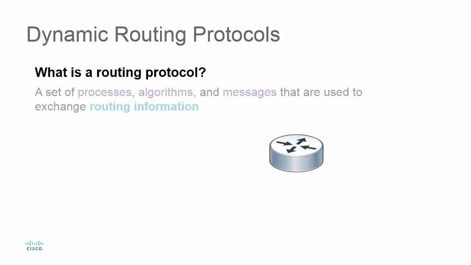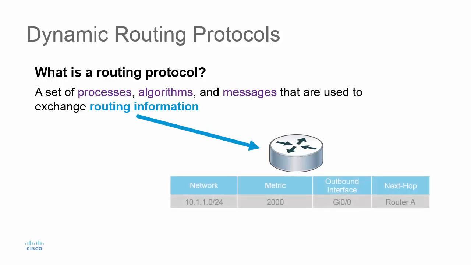But what is a routing protocol? It's just a set of processes, algorithms, and messages that are used to exchange routing information. Routing information is used to populate the routing table with the best paths to destinations on the network. As routers learn of changes to network reachability, this information is dynamically passed on to other routers.